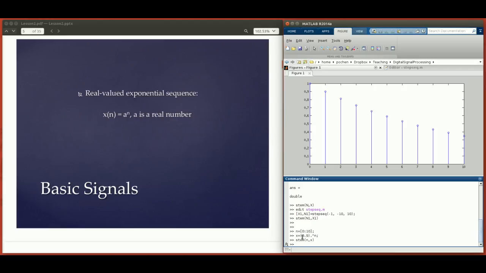If a has a value smaller than 1, you're going to get a decaying sequence, right? Suppose I change it, and instead of 0.9, I'm using 1.1, for example. Then you can imagine what's going to happen: the trend is going to keep increasing. So depending upon the value of a, whether it's smaller than 1 or bigger than 1, you're going to get either a decaying sequence or an increasing sequence. It's called a real valued exponential sequence.